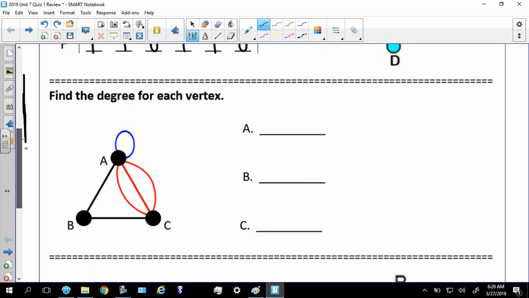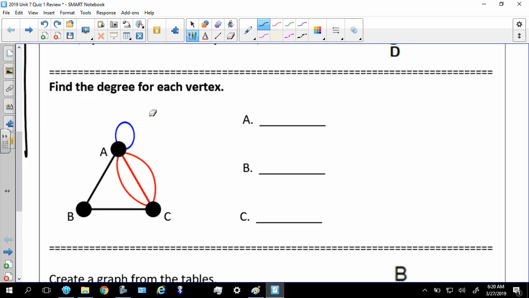All right, find the degree of each vertex. Remember, the degree of each vertex represents how many times a vertex is being connected to an edge. Looking at A here, A is being connected here, here, here. This black line, this blue, there you go. Remember, a loop counts as 2. So 1, 2, 3, 4, 5, 6. A is 6. C is connected here, here, and there. That is 4 times for C. And then B is 2 times.